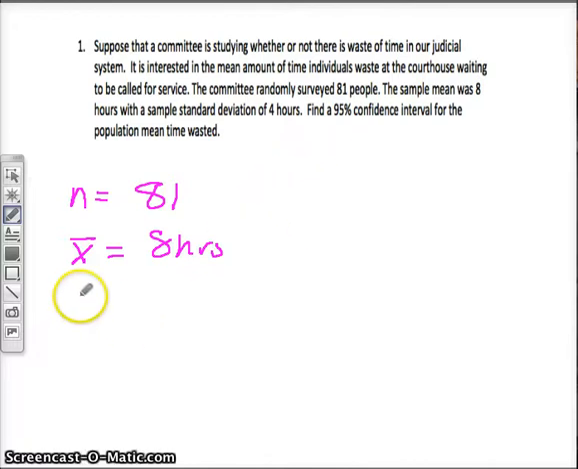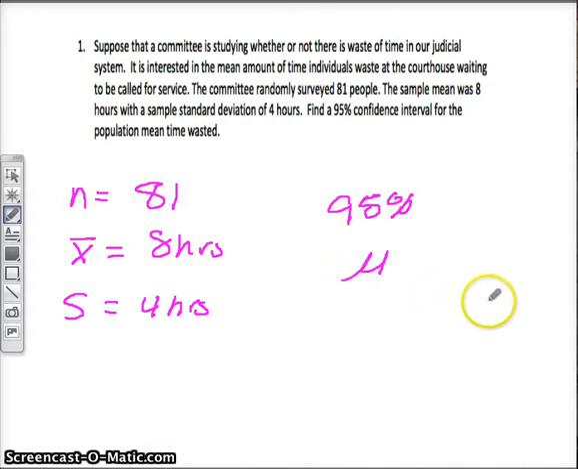Now, the standard deviation, big S, of that is 4 hours. We want to know with 95% confidence what actually is the population mean. What is the average wait time? Good question. How are we going to do it? We do not know the population standard deviation.